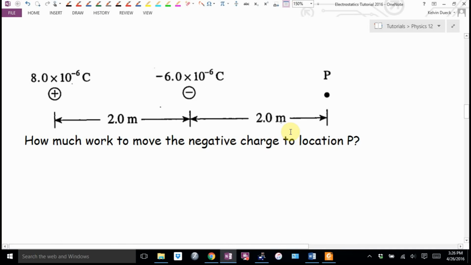This is a much more realistic or better question. Jose, what's this asking me to find? Force. How much work to move the negative charge to location P? Okay. Work. Why can't I go force times distance? I could figure it out. It'd be K Q1 Q2 over R squared. Why can't I go force times distance?